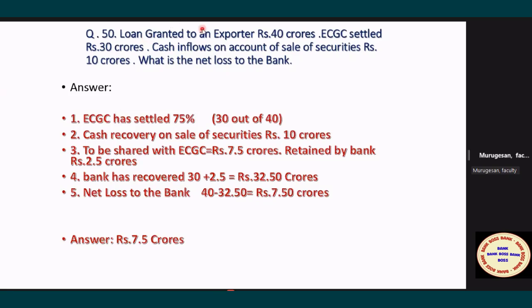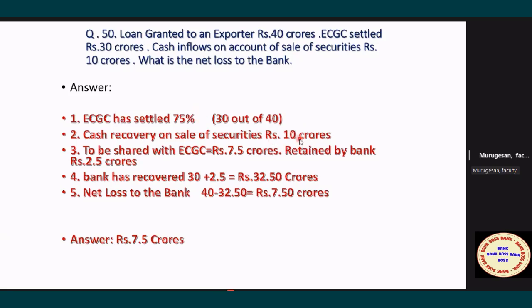You see the question. 40 crore was the liability. Settlement was 30 crore, so 75% they have settled without reference to any security. At that time, they did not recognize it. So 40 crore liability, 30 crore settled. What is the rate of settlement? 75%. Remember, ECGC has settled 75%. Now we have got 10 crore as a recovery, post-settlement recovery. This is called post settlement. The entire 10 crore we cannot keep, and we cannot adjust it entirely, because ECGC has already settled 75%.